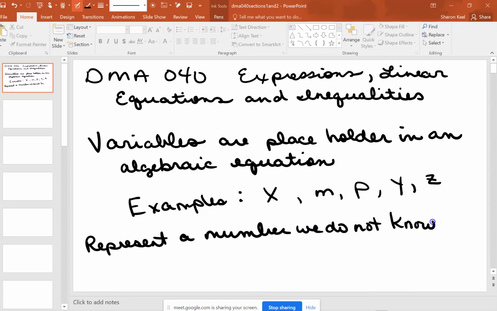Our goal is going to be one of two things. Either we're going to be given a value to plug in for it and simplify an expression, or we're going to solve the equation to find out what that solution actually is.